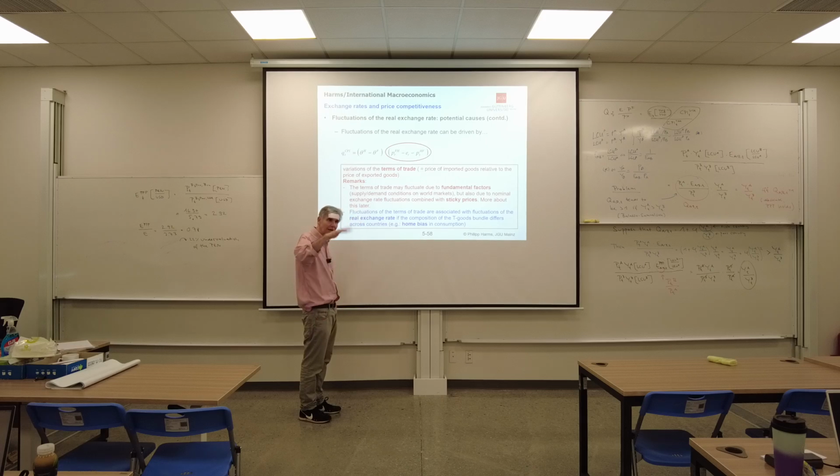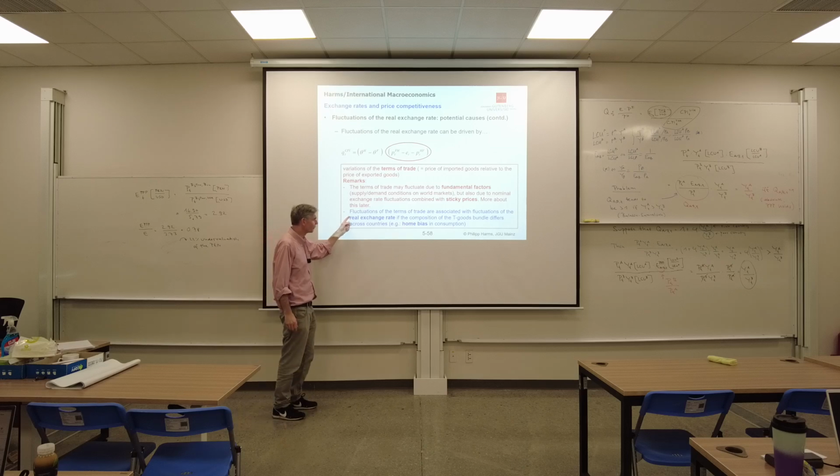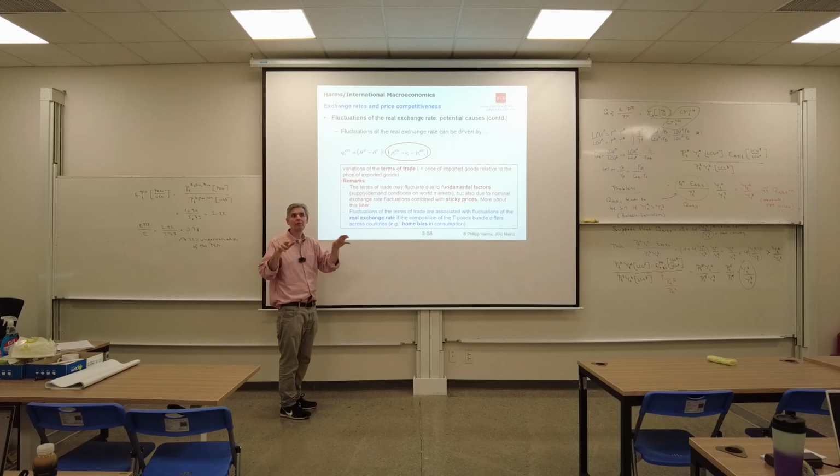Now the terms of trade has a monetary component and a fundamental component, which doesn't make life easier. Now, the blue thing says fluctuations of the terms of trade are associated with fluctuations of the real exchange rate if the composition of the T goods bundle differs across countries. That is, if theta H differs from theta F. Conversely, if theta H equals theta F, then you may have the terms of trade fluctuate like mad, but you don't see it in the real exchange rate because it enters both countries' consumption bundles in the same way. You need that asymmetry in consumption bundles.